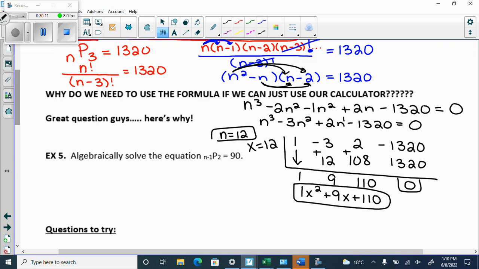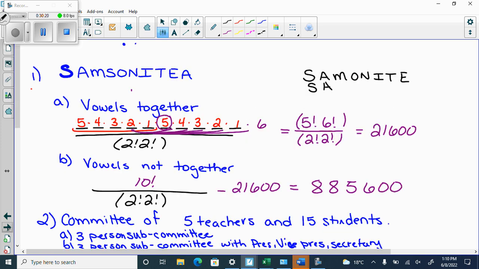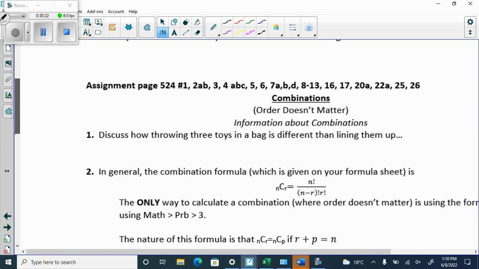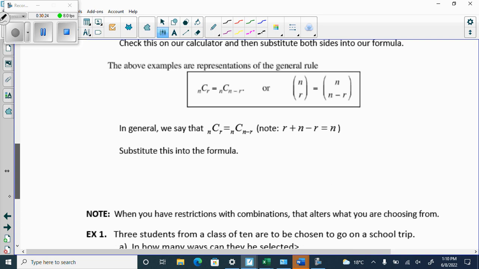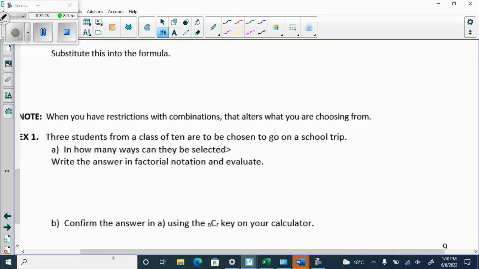Okay? Now we're going to go ahead and do some that are C's. We're going to go to the C notes. The combination notes, they are on page 9.